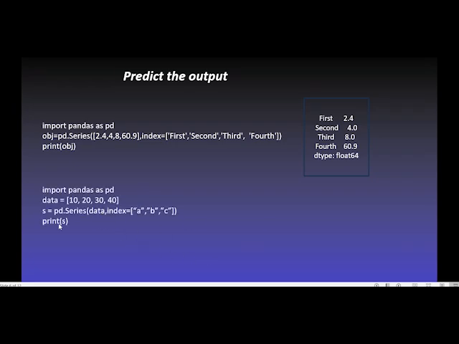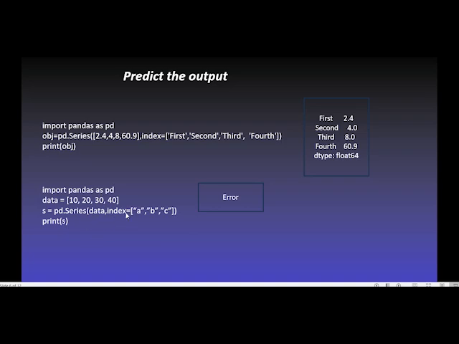Now here what will be the output of this one? We define the data, then we created the series. Index labels are also passed, right? A, B, C. Now what will be the output? Error. What is the reason? Because of the mismatch in the length of the data list and the index list. Here you can see inside the data list how many values are there? 4. Here in the index list it is 3. So it will throw an error.